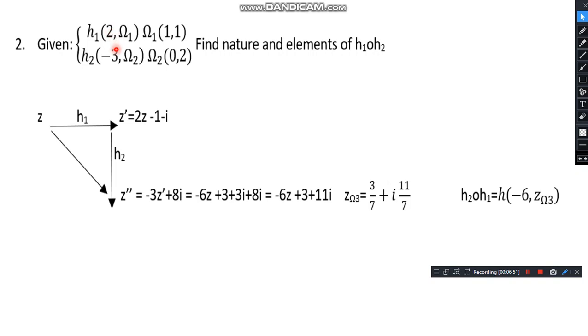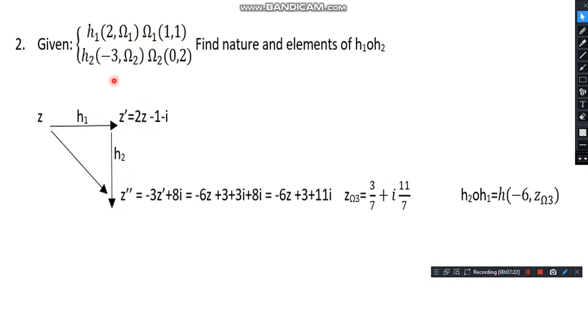Like here you have 2 and minus 3, so we're going to have H2 rho H1 of ratio minus 6. And as I told you, H2 rho H1 and H1 rho H2 are going to have different centers, unless these two centers are equal, and you're going to have the same one here. So let us take here, I'm going to do H2 rho H1. So we're going to start by H1. So z prime equal 2z plus 1 plus i into 1 minus 2, that is minus 1 minus i.